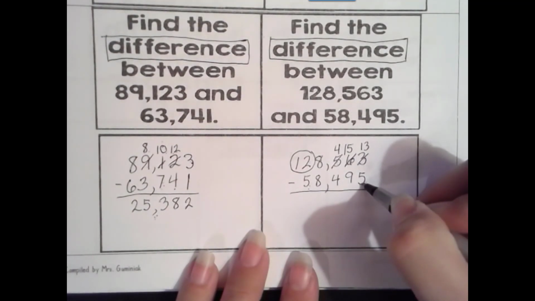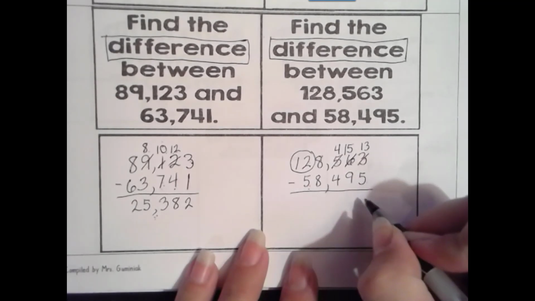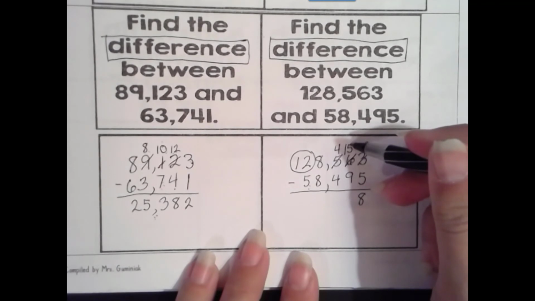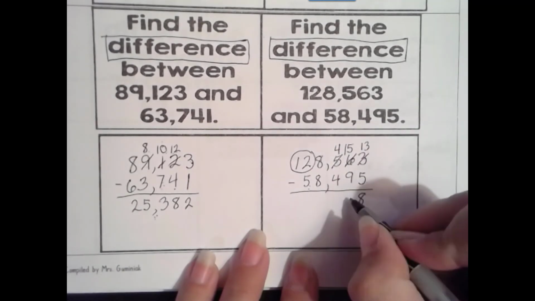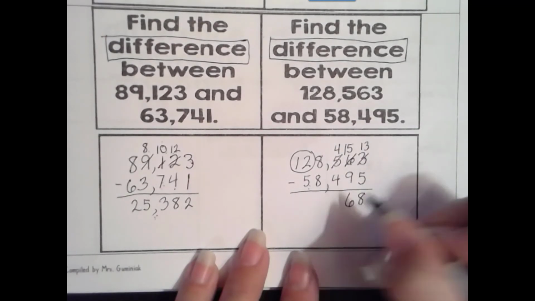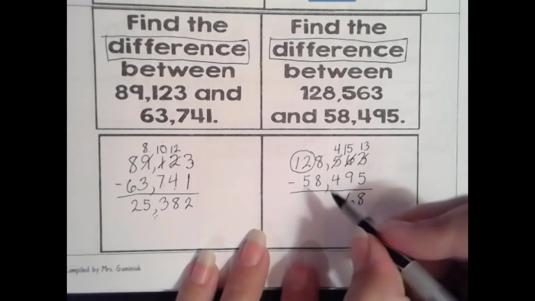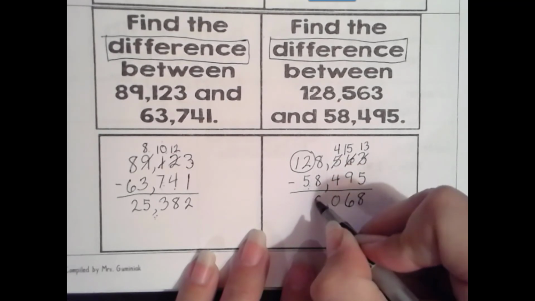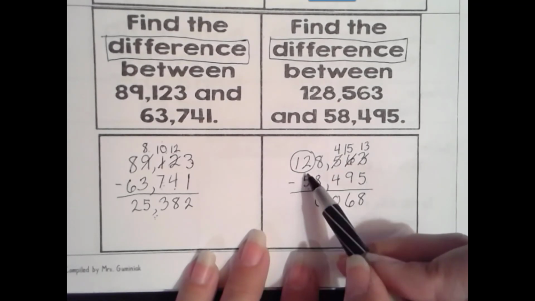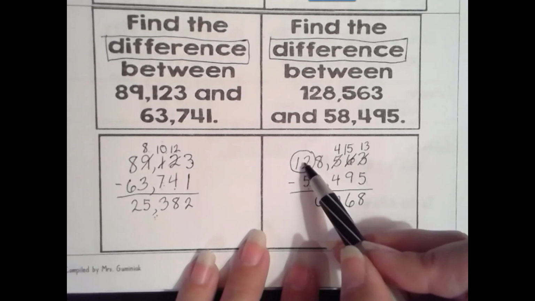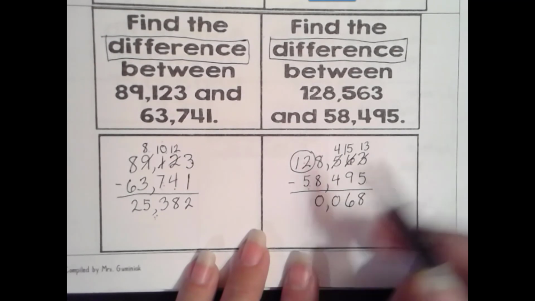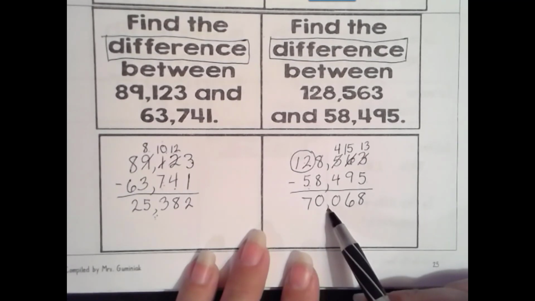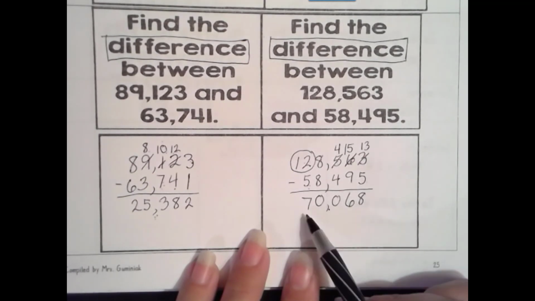13 take away 5, or what plus 5 gets you to 13 is 8. 15 take away 9, or what plus 9 gets you to 15 is 6. Numbers the same, zeros the game. Bring the comma down. Numbers the same, zeros the game. And what plus 5 gets you to 12, or 12 take away 5 is 7. Remember, comma on the paper, not on the computer.